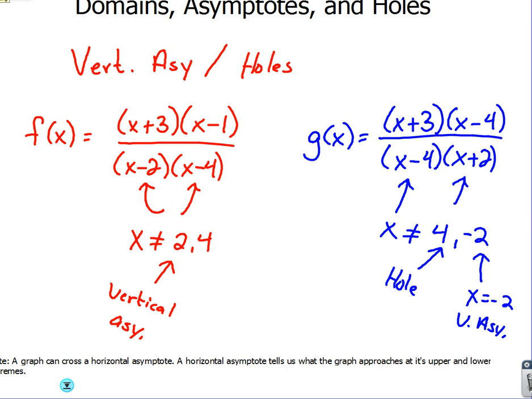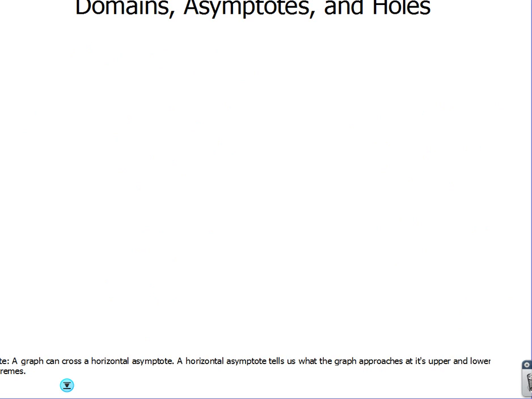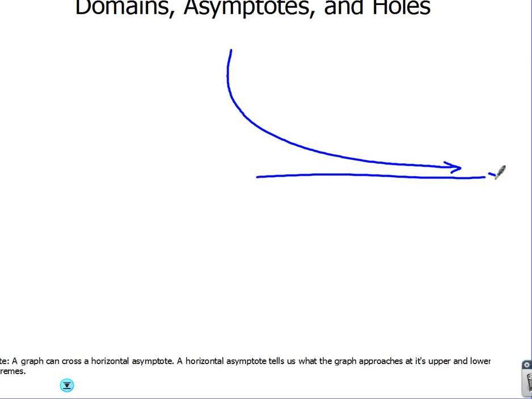Now something else that I do want to point out here. It says a graph can cross at a horizontal asymptote. Let's talk about horizontal asymptotes, because here we've got vertical asymptotes and holes, but we've not said anything about horizontal asymptotes. A horizontal asymptote is what your graph does as it approaches infinity. It might level out and get closer and closer to some horizontal value. Usually if it's doing something to one extreme, it's going to do the exact same thing to the other extreme. That same horizontal asymptote will be present as x approaches positive infinity or negative infinity.